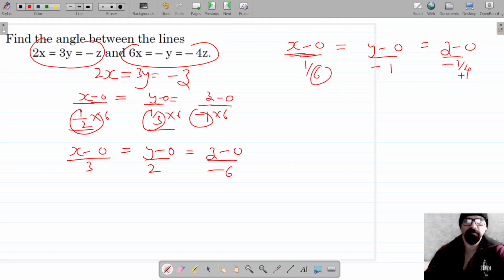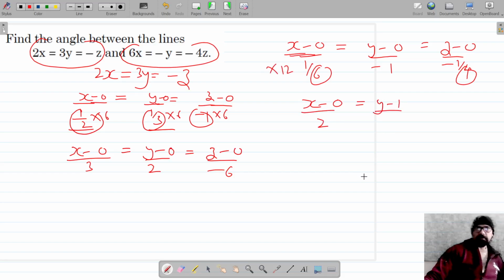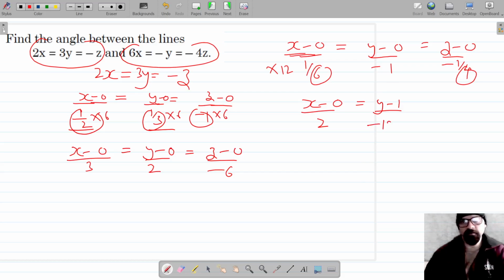And the LCM of 6 and 4 is 12, so multiply all of them with 12. So 2 is equal to y minus 1, multiply them with 12. So multiplying with 12 gives negative 12 for z minus 1, and for 12 it's negative 3. So this is equation 2, with direction ratios 2, negative 12, and 3.